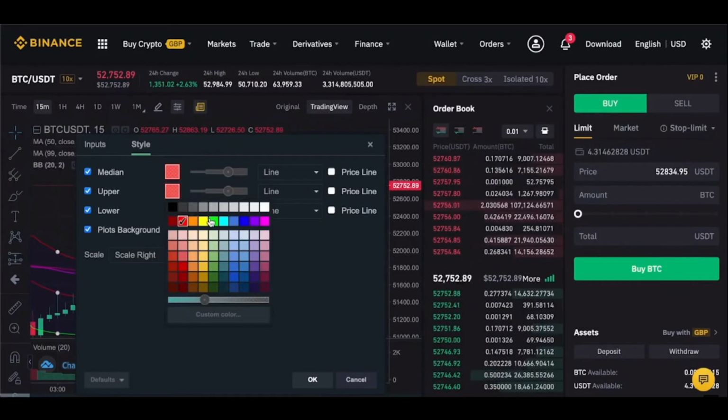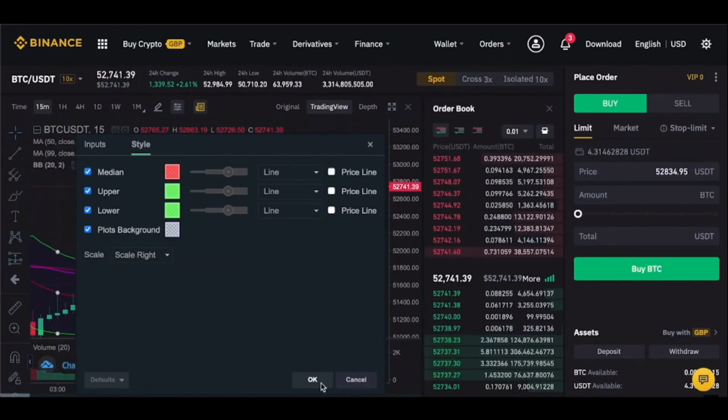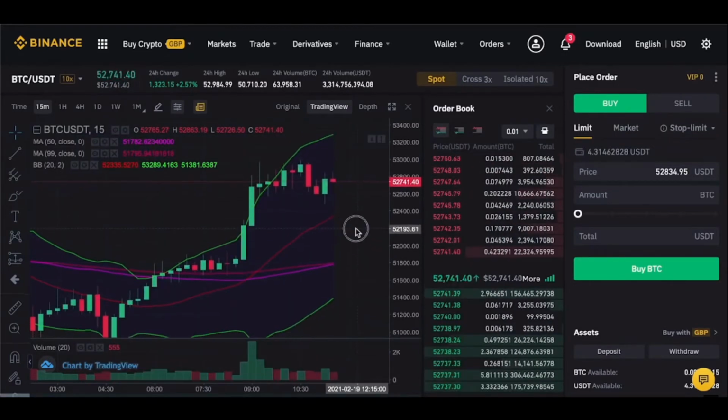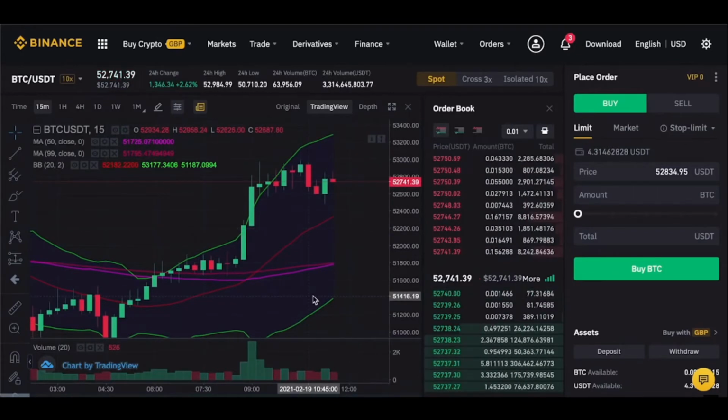Next up though, I want to use Bollinger Bands, so I come up to this technical indicator here, and I'm going to search for Bollinger Bands. I'm going to put these on. I'm going to change the way that the Bollinger Bands look, so I'm going to make the upper probably in a green color as well. If we can do that, click on that, and that makes more sense.